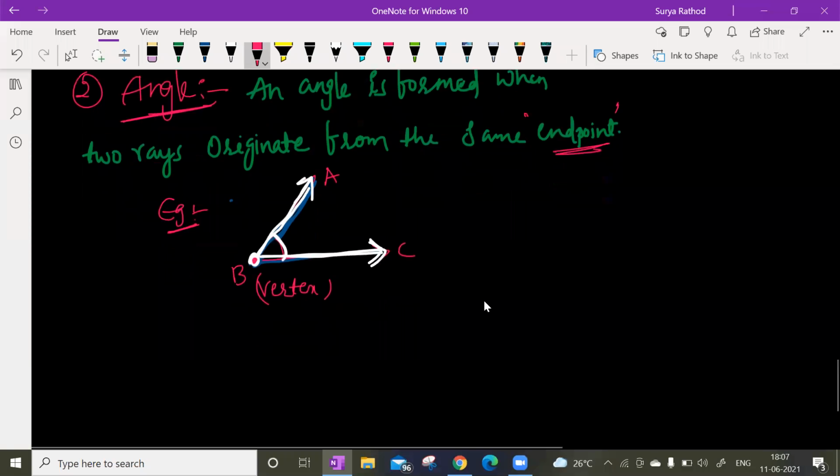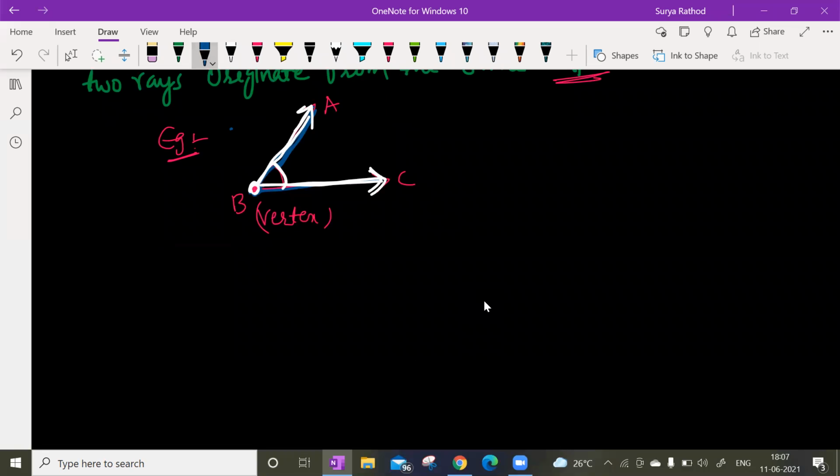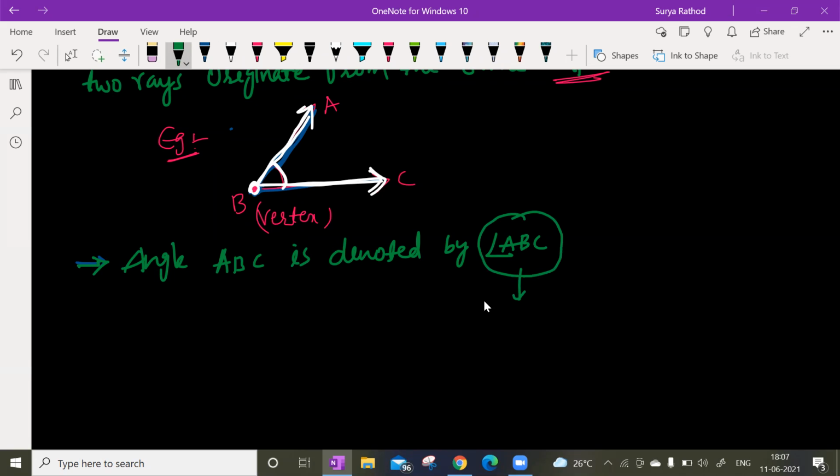Let me write. Angle ABC is denoted by this. If I write angle ABC, I am showing angle B here. Whatever the middle term is, that is going to be my angle. Suppose I write angle CAB, which angle am I showing here? Angle A.